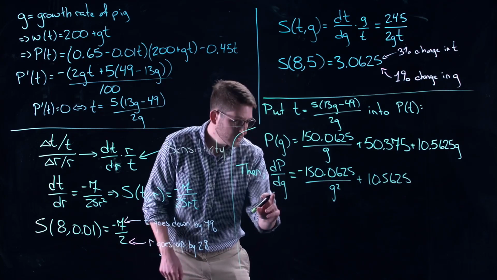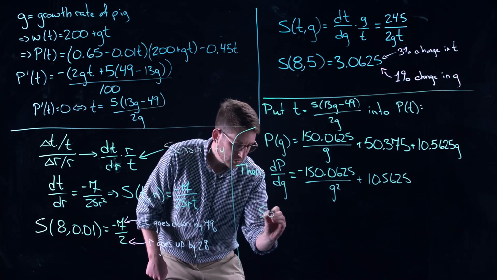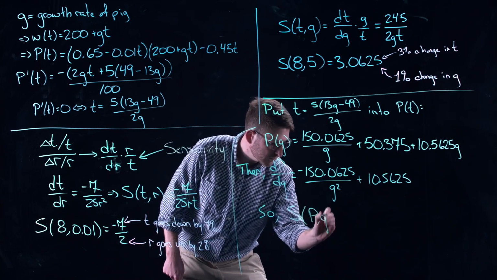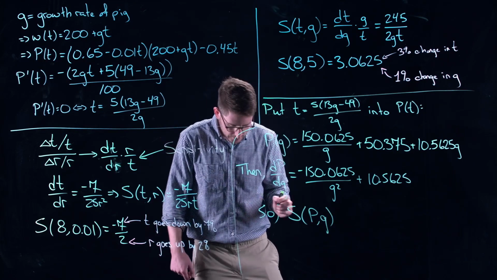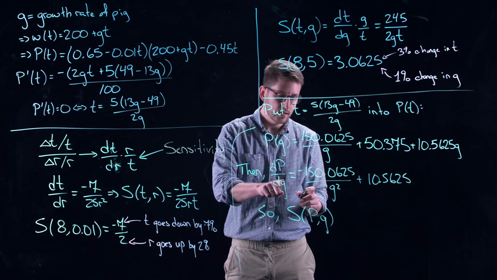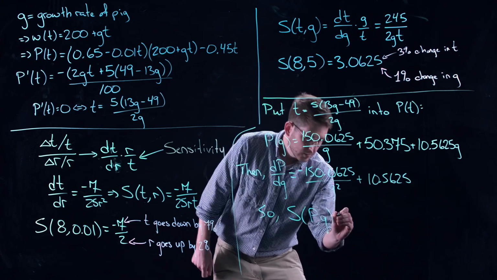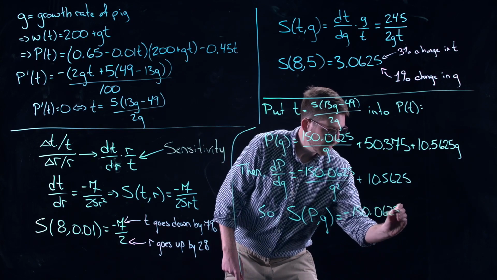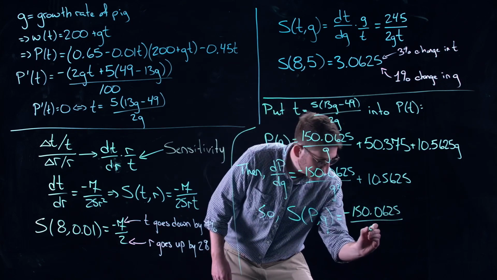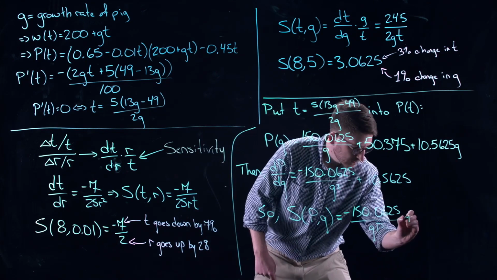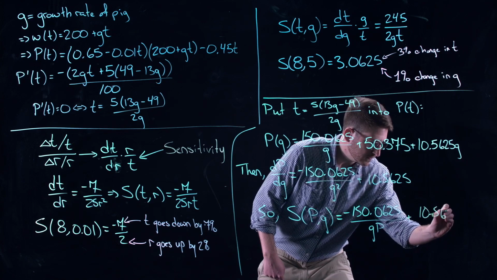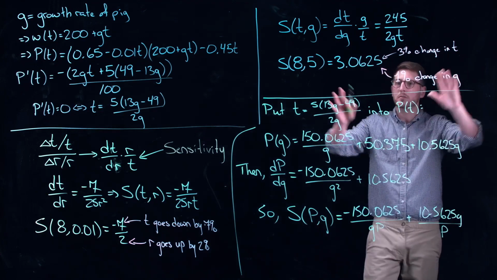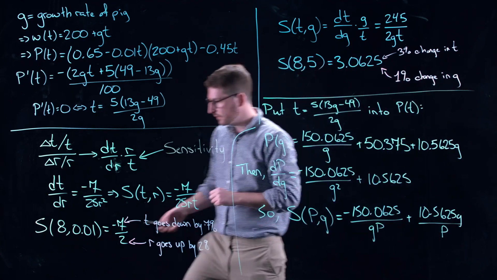And so what you can do is compute some sensitivities here. The sensitivity of the profit with respect to the growth rate is equal to, essentially you're just taking this thing and multiplying it by G over P. So this is going to give you negative 150.0625 over G times P, and then plus 10.5625 G over P. Okay, so it's an ugly little formula, but it's just a formula. Do not get intimidated by that.